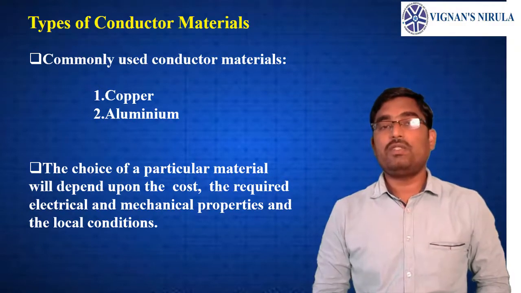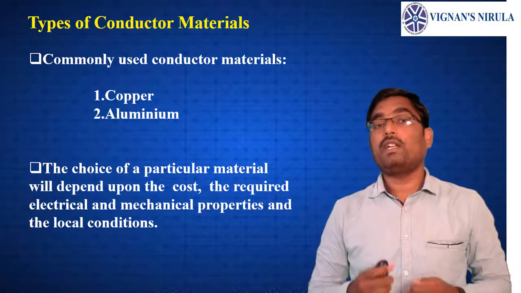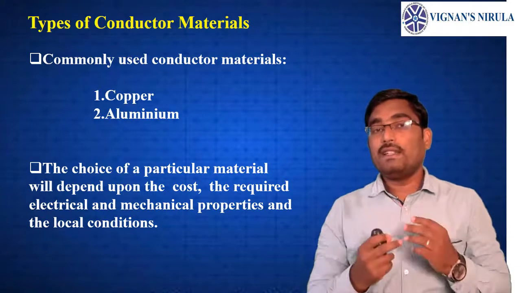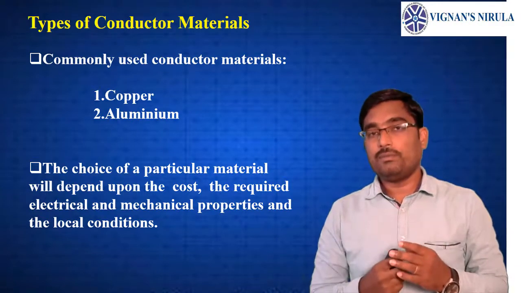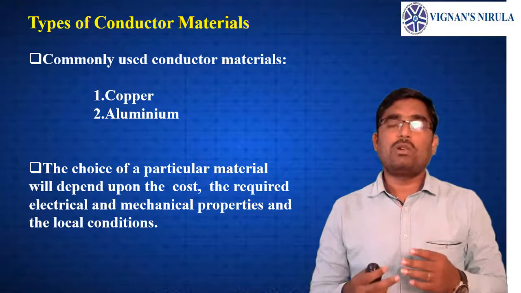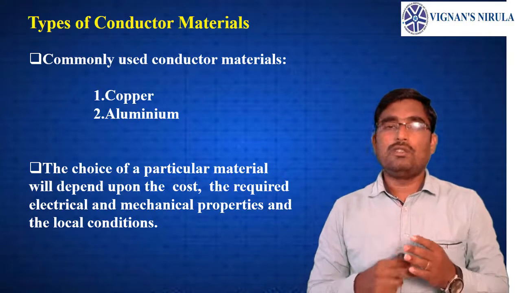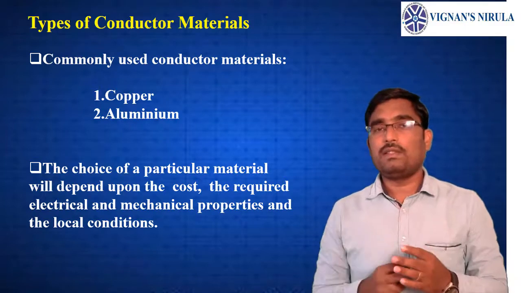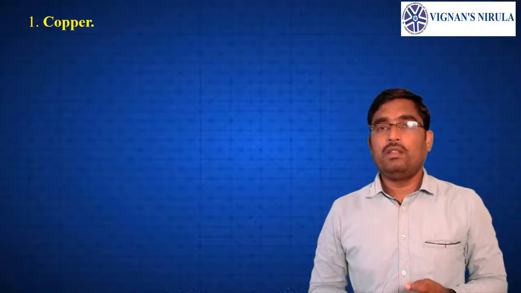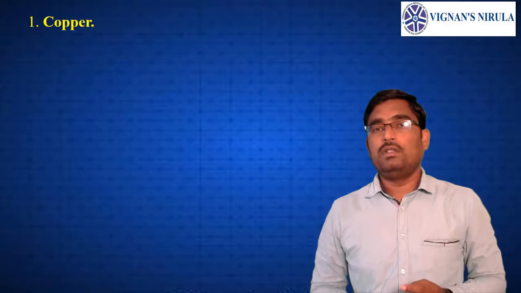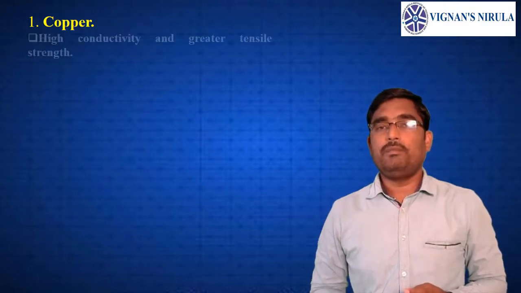Electrical properties include the conductivity, whereas the mechanical properties include the tensile strength, how strong it is. Based on the local conditions also, in which areas you are going to erect the transmission lines, snow areas or hilly areas, all these things. Let us go to the copper material first.